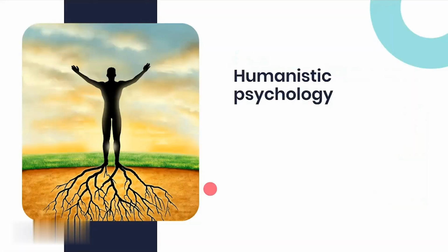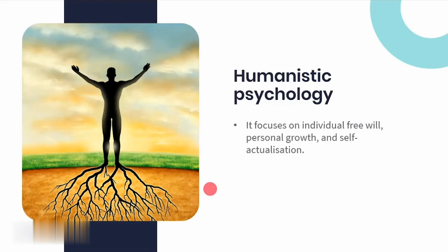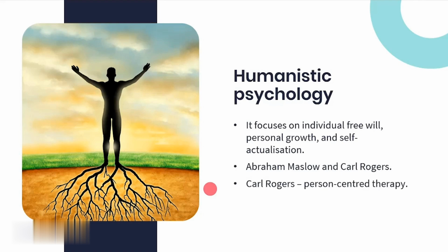Humanistic psychology developed as a response to psychoanalysis and behaviorism. Humanistic psychology focuses on individual free will, personal growth, and self-actualization. Major humanist thinkers included Abraham Maslow and Carl Rogers. Carl Rogers, a pioneer of the humanist movement, developed person-centered therapy. Let's have a look at person-centered therapy.